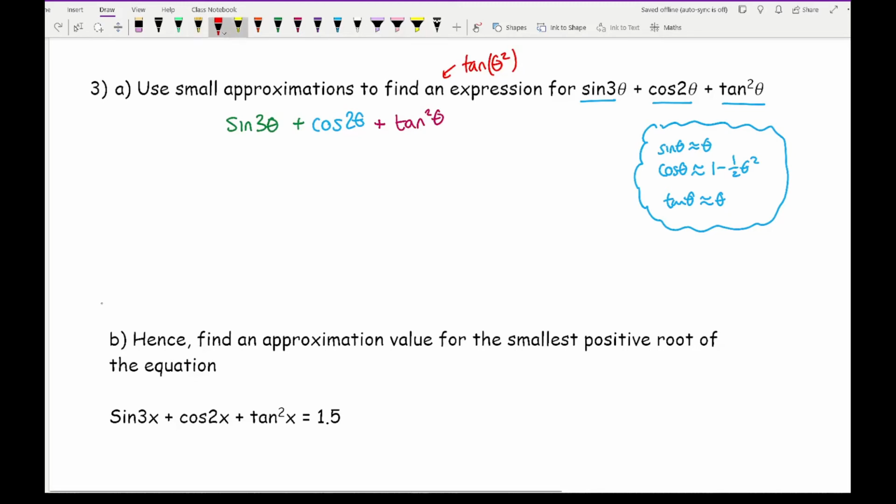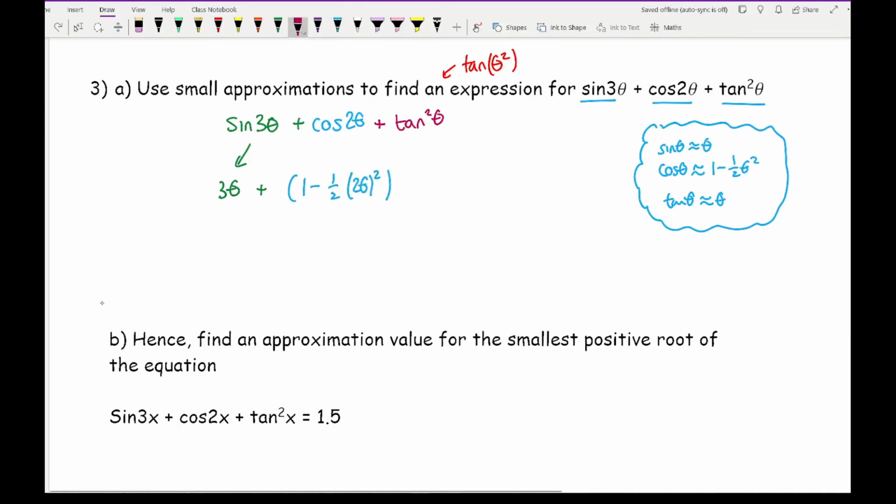So that's what we're dealing with from there. Now from this, what we then got to do is look at this. So we've got sin 3 theta is just going to be 3 theta, plus 2 cos theta. Well, that's going to be 1 minus a half, and it's going to be 2 theta that's being squared.